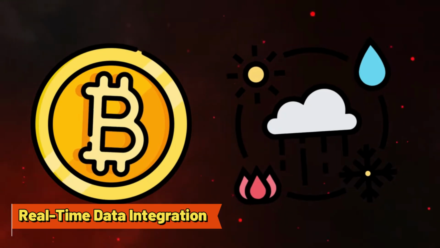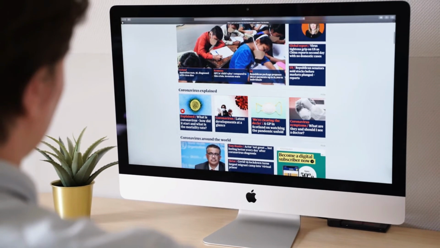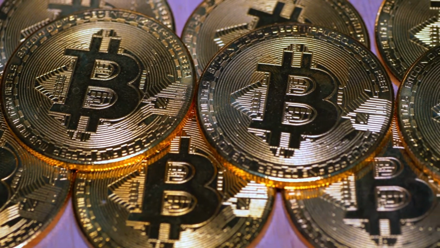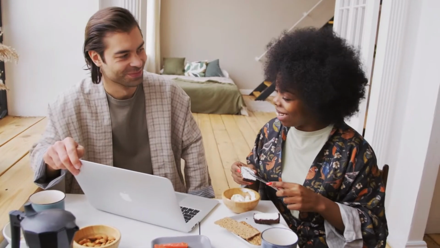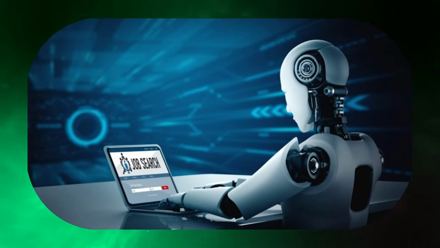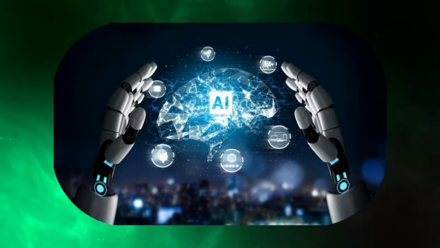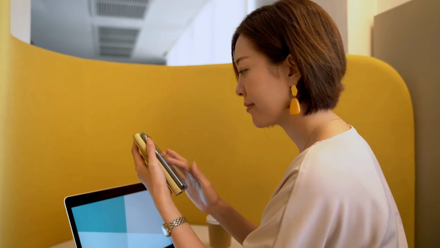Real-time data integration. The Bitcoin price example. One of the most common features that benefit from dynamic web integration is real-time data. Take the example of Bitcoin. It's volatile. Prices are constantly changing, and so is your need for real-time information. Gone are the days when you needed to refresh a page or search for a Bitcoin price tracker. With an AI-powered backend, a website can dynamically generate and display up-to-the-minute Bitcoin prices as soon as you land on the page.